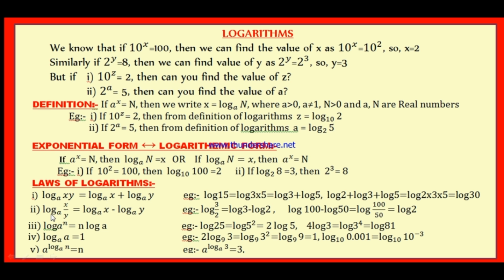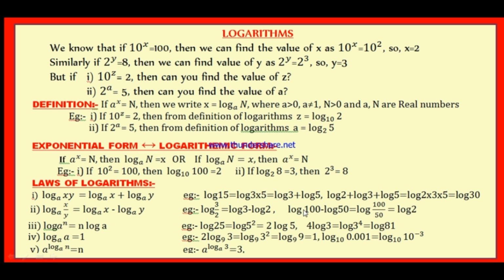And the second law of logarithms is log x divided by y is equal to log x to the base a minus log y to the base a. Here is an example, log 3 by 2. 3 divided by 2 means it is log 3 minus log 2. It is an expanded form.